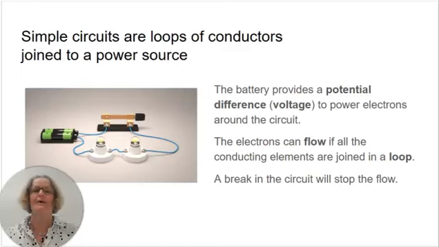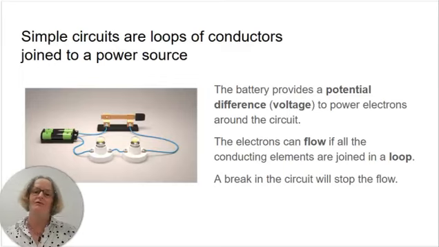In order to flow, we need a simple circuit which consists of loops of conductors joined to each other. And then we need something that will push the electrons around the circuit, and that is our power source. So a battery, like in this picture, provides the power source. So it provides a potential difference or voltage to the circuit. And this allows the electrons to flow so long as all the wires connect up in a loop.